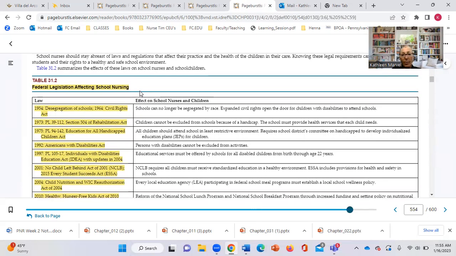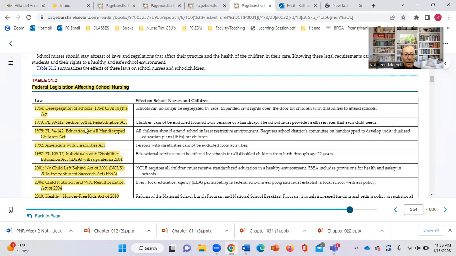Table 31.2 is important to review. This is ongoing federal legislation that's affected school nurses and the school nursing profession. It starts all the way back to 1954. And then we have the 504. Please read the effect on school nurses. So 504 is big. Children cannot be excluded because of their handicap. Schools must provide the health services that each child needs, whether it's extended academic support, PT, OT, or speech.